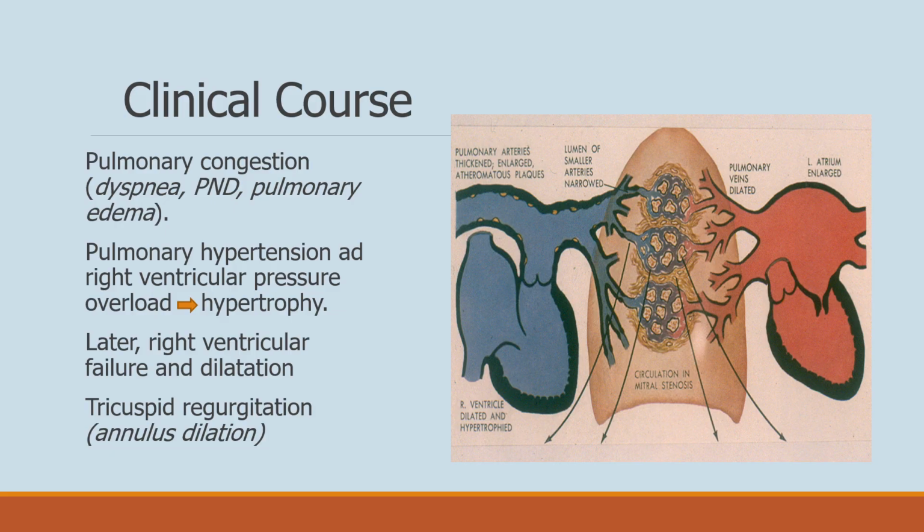So this is just to document what we just discussed. So you can have pulmonary congestion, dyspnea, paroxysmal nocturnal dyspnea, which is when they wake up at night with dyspnea, pulmonary edema, of course later on pulmonary hypertension, right ventricular pressure overload and hypertrophy, later right ventricular failure and dilatation, and tricuspid regurgitation. I hope this is clear.